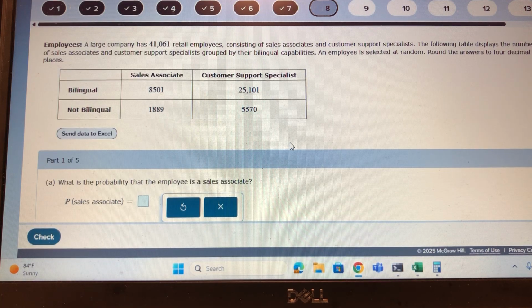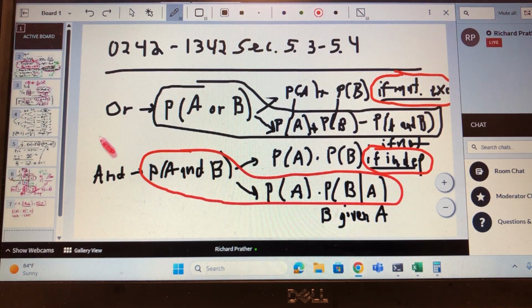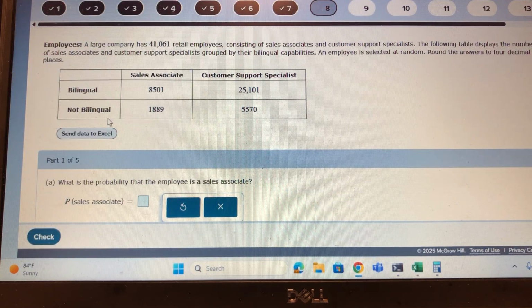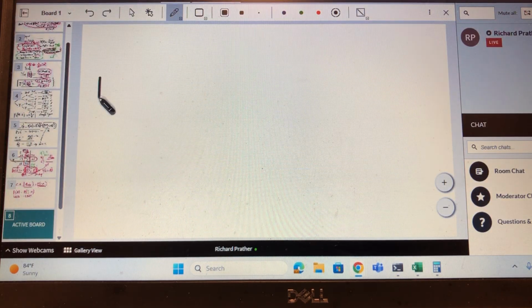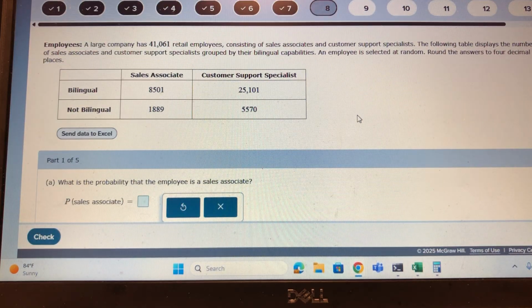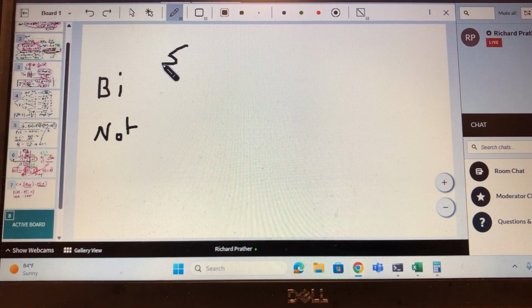Okay, this is the same problem we've been doing, but I hate these ones with larger numbers because then it takes a while to add them up. And also, if you do a slight adding mistake, then you get everything wrong, and then you can't show that you knew what was going on in this problem. But we got bilingual and not. We got a sales associate and a customer support. So we'll just say sales and customer support.